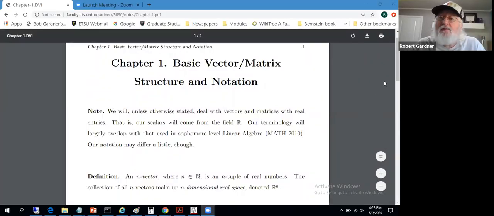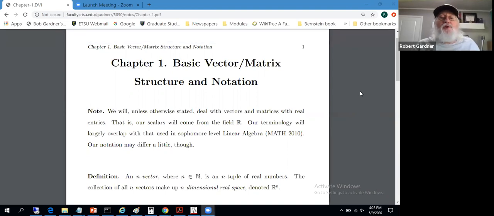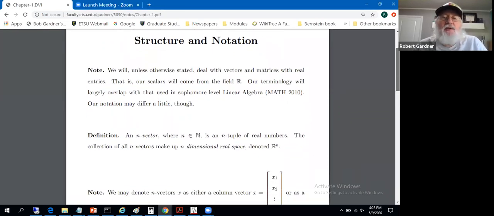So let's first just run through very briefly chapter one. Chapter one is basic vector and matrix structure and notation. And what we'll be doing in this class is largely dealing with vectors and matrices with real entries.